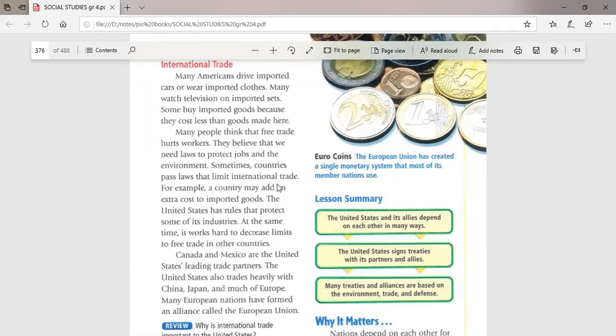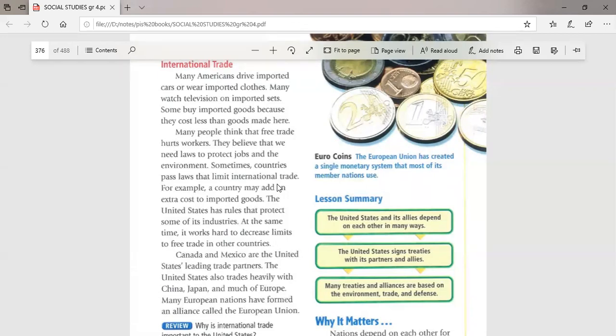Why? Because sometimes the other country's products are better than ours. So if we compare, for example, the Egyptian cars with the American cars, which one is better?